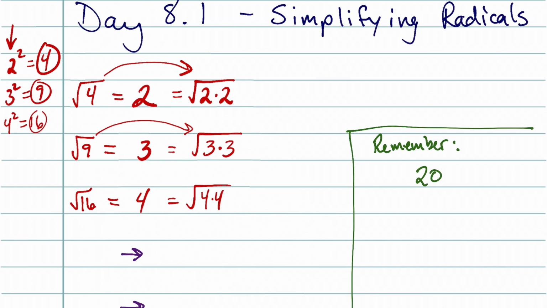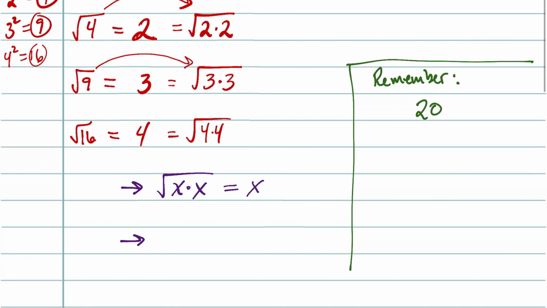The pattern we're recognizing is that if I have the square root of two numbers that are identical to each other, multiplied together, that square root is just one of those numbers. And we could also realize this: if I have the square root of two different numbers, like an a times a b, I can take those square roots separately.